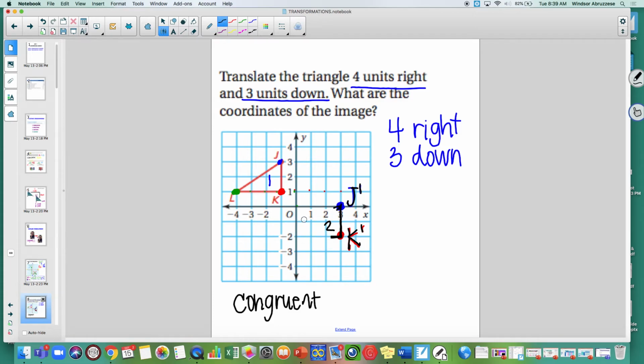Okay? And you can also double check because you know the length of this is 1, 2, 3. So the length of the new one is also going to be 3 units. So this is L prime. Two congruent new figures.